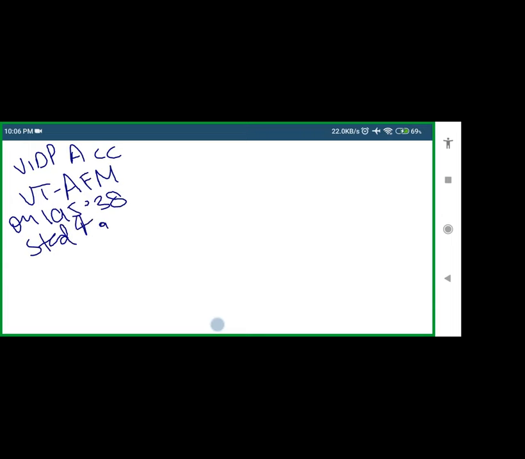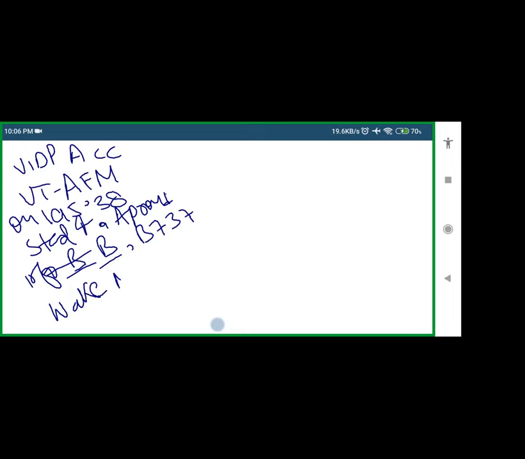Delhi Control, Victor Tango Alpha Foxtrot Mike, on 195.38, stand for apron 1, information Bravo. Boeing 737, weight medium. Request engine runup, duration 15 minutes.